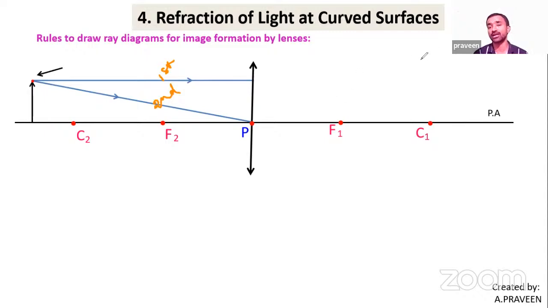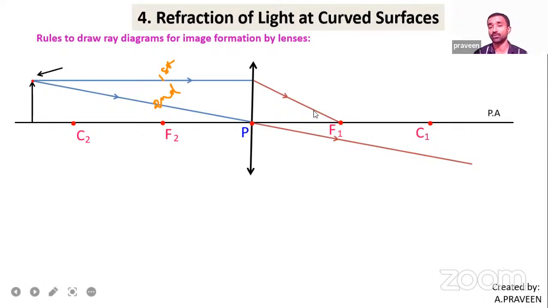One is parallel to the principal axis and the other is passing through the optic center. We know that when a light ray passes through the optic center, it remains undeviated. So you can extend the second light ray first, straight without any deviation. The next rule: the first light ray, parallel to the principal axis, in case of a double convex lens, converges and passes through the focus. So you can draw a line to the focus.